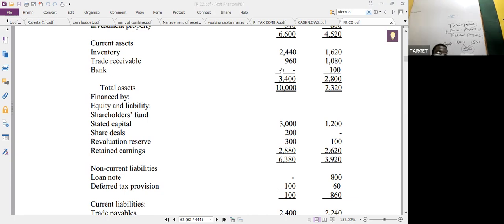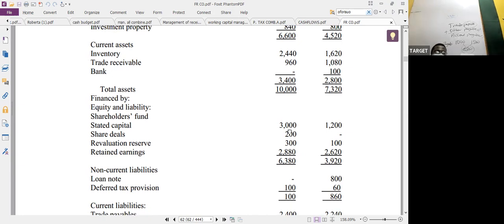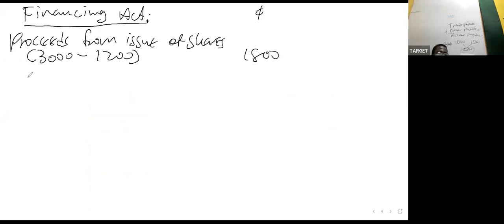So share deal, it has increased from where? 0 to 200. So the difference is 200. So an increase means money has come in. So we can record share deal.